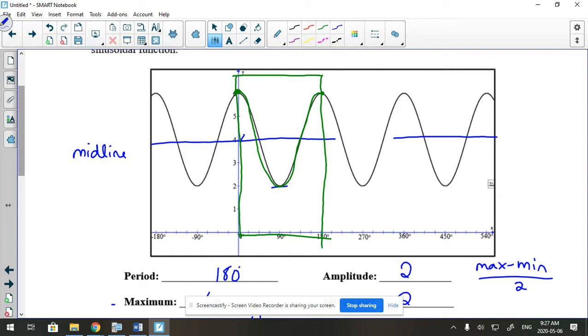The next one's not too bad. I'll let you look through that one on your own, and then I'm going to do the very last one here.